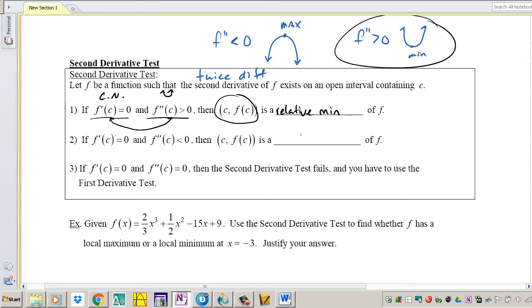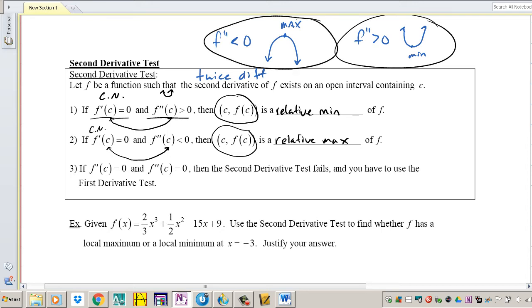Now if f prime of c is equal to 0, another critical point, and that same c value gives you a second derivative of negative, then the point c comma f of c is a relative max, which is up here. Last, number 3, if f prime of c is equal to 0 and the second derivative still gives you a 0, then the second derivative test failed and you have to revert back to the first derivative test, which is the whole number line increasing decreasing way of doing this.